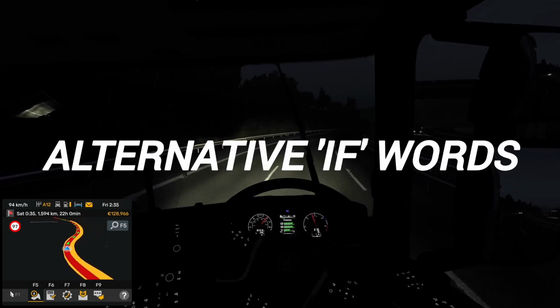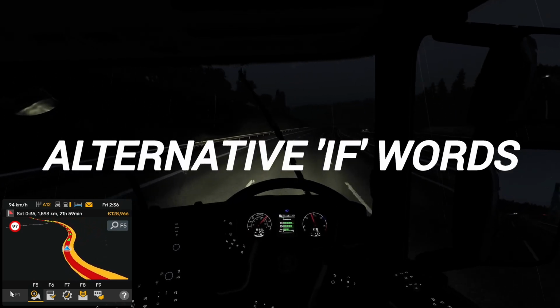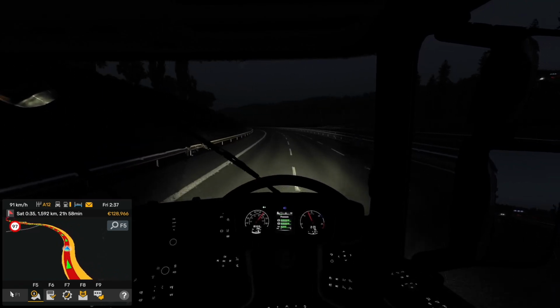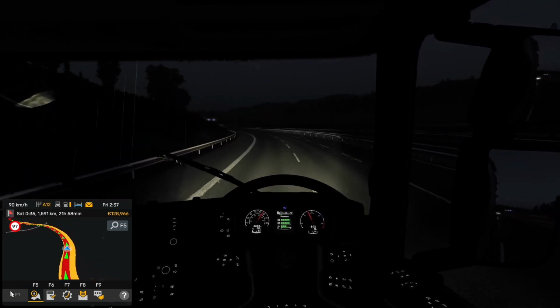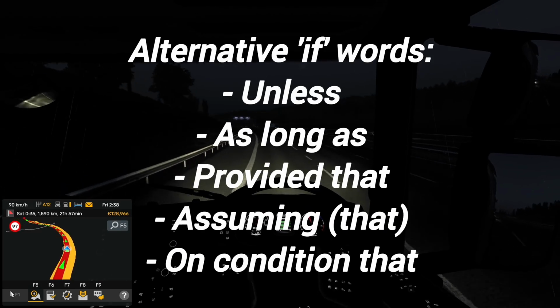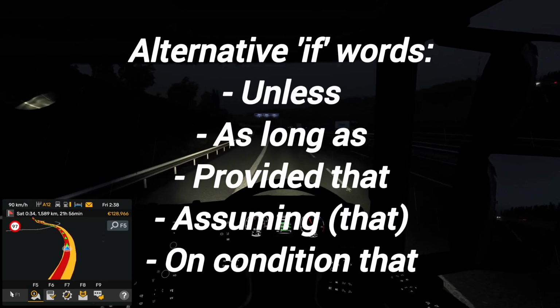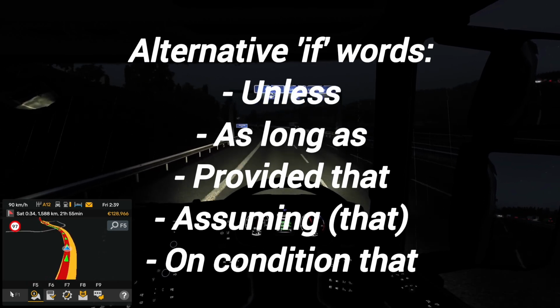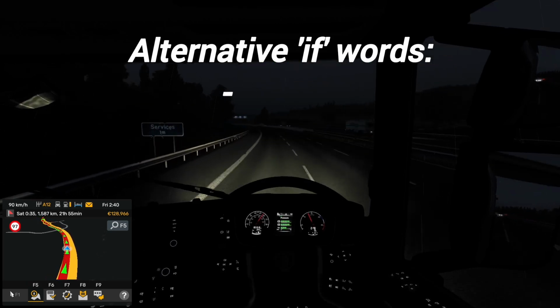Alternative if words. While if is the most common word used in conditionals, there are other words and phrases that can be used to express similar ideas. Alternative if words: unless, as long as, provided that, assuming that, on condition that. Let's look at some examples.